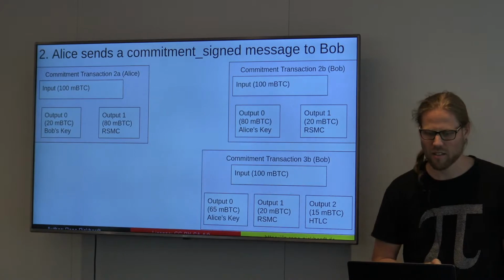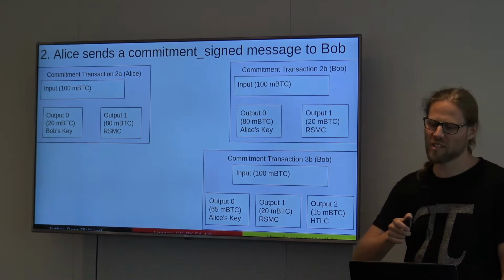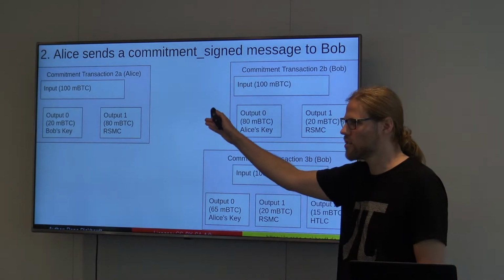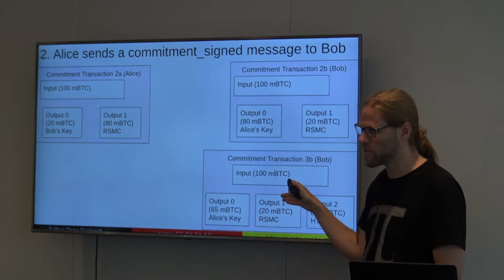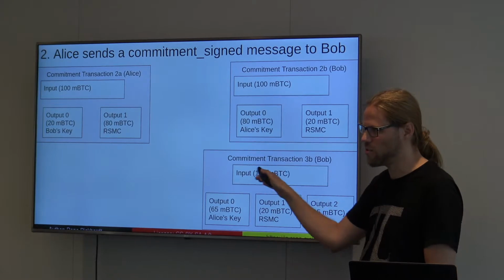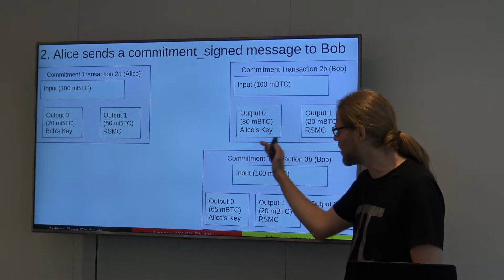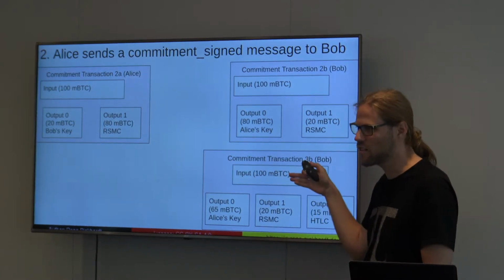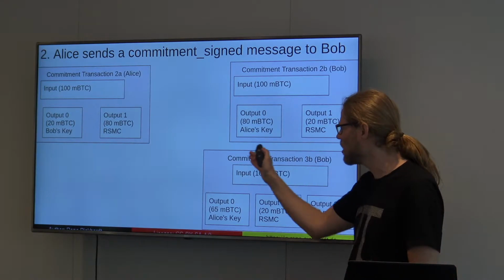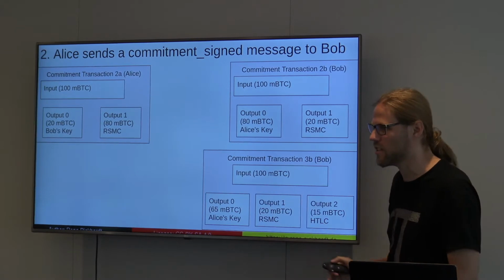It's still unsigned. Then Alice, at the next step, sends a commitment signed message to Bob, which means that Alice already knows what's the next per commitment point that was in the opening channel message, and in other channel messages here, they will also exchange the next per commit point. So she can produce a signature for this transaction. Remember, it's a 2 out of 2 multisig wallet that is being spent. So she's producing her signature, and obviously Bob can produce his own signature.